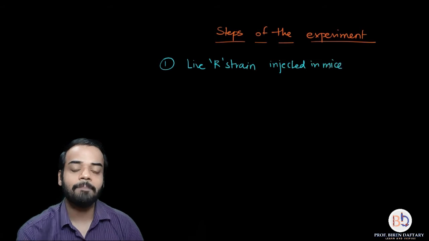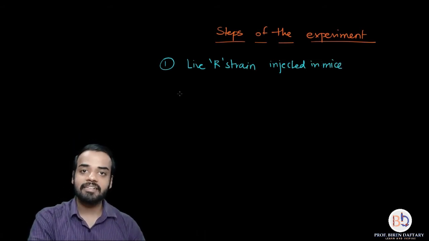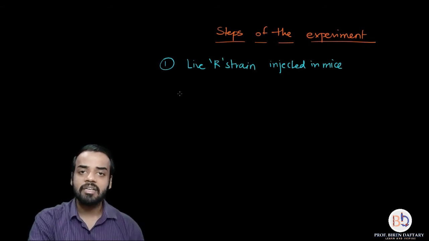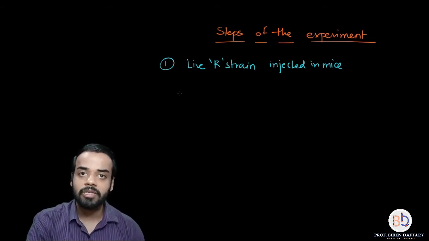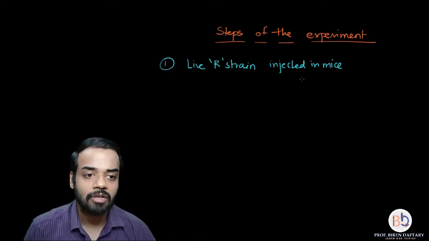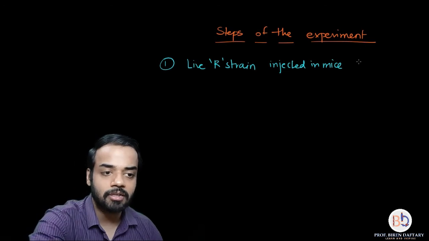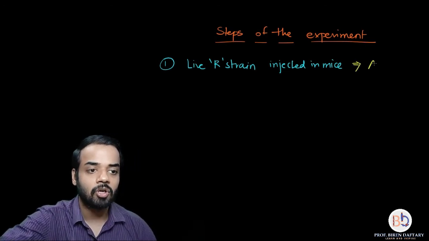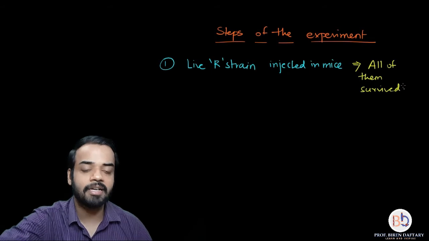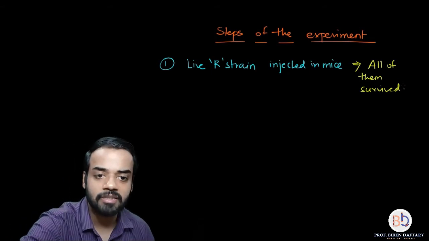So what would have happened? What do you think? Since the R strain was injected, and the R strain is non-pathogenic, it would not cause any disease, so the mice will not develop pneumonia. Because of that, all the mice will survive and all of them would be alive, and it would make no difference to their health. So let me write down the conclusion. The conclusion over here is all of them survived. So all the mice survived. Correct? Very simple.